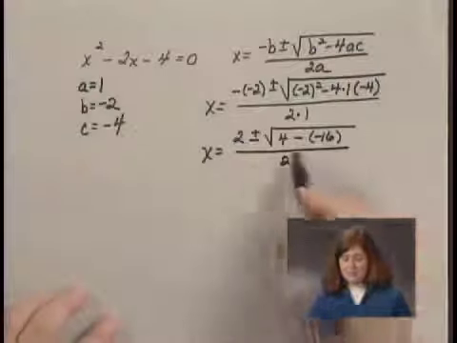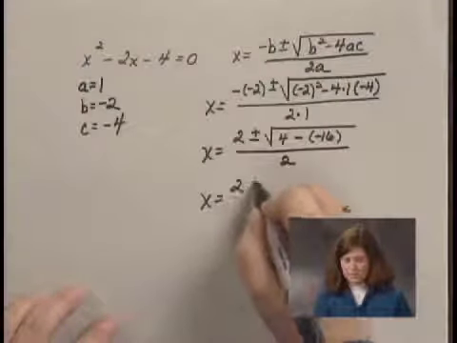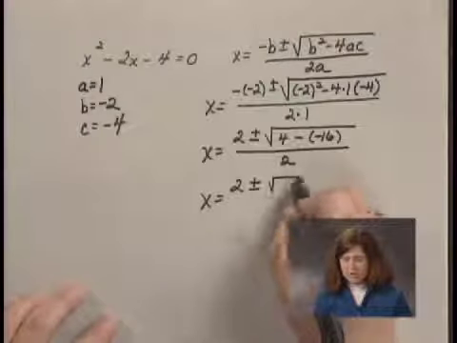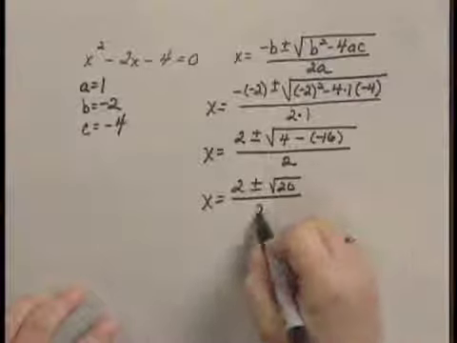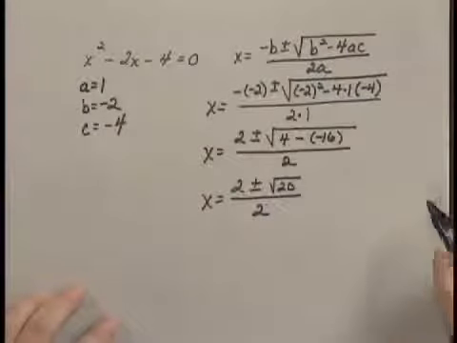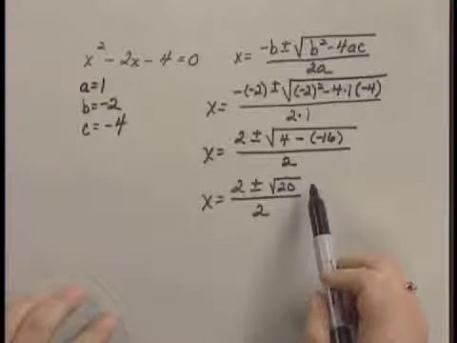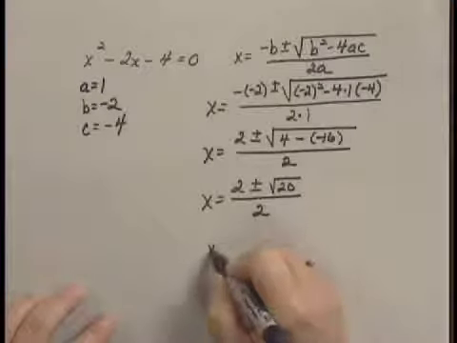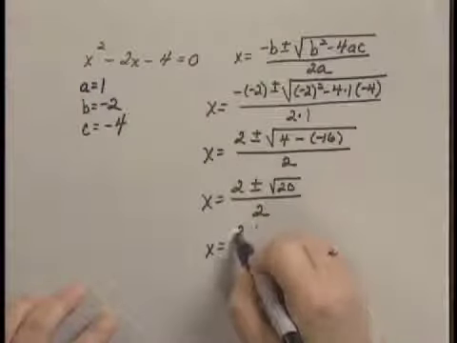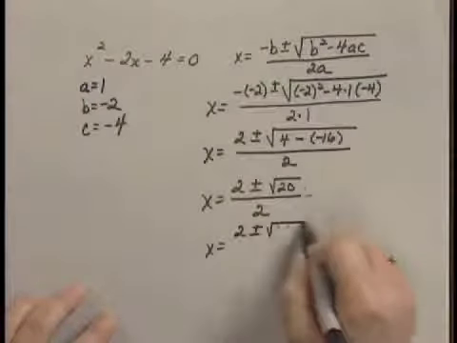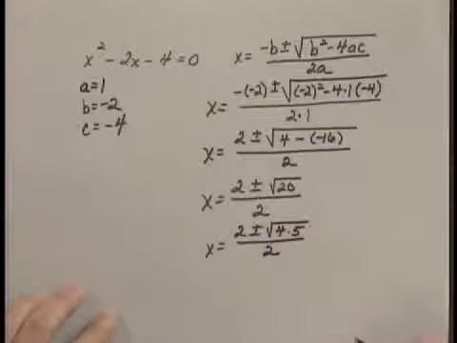I can simplify by adding inside of the radical sign. I have x equals 2 plus or minus the square root of 4 plus 16, or 20, divided by 2. And I can simplify even further because I can simplify the square root of 20. The square root of 20 is the square root of 4 times the square root of 5. I can see that more clearly if I factor 20 as 4 times 5, over 2.